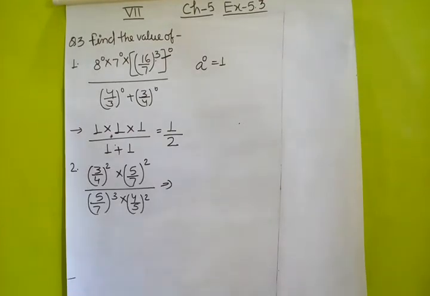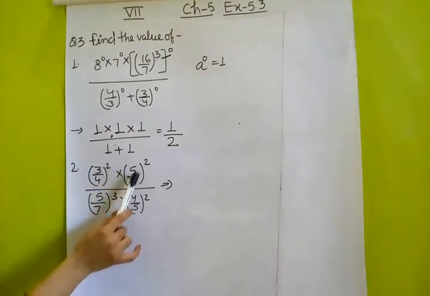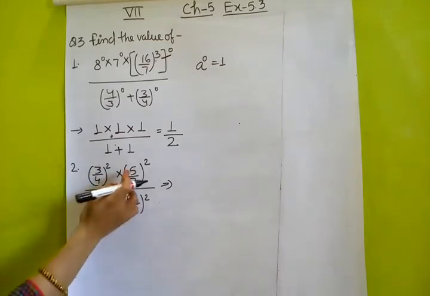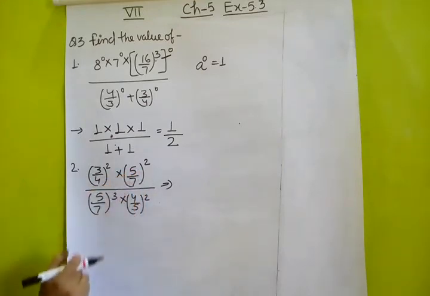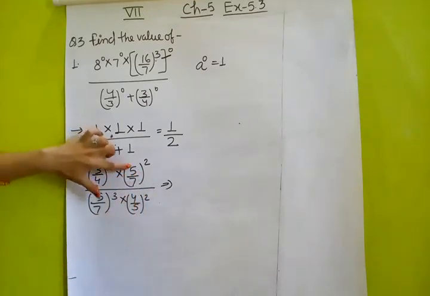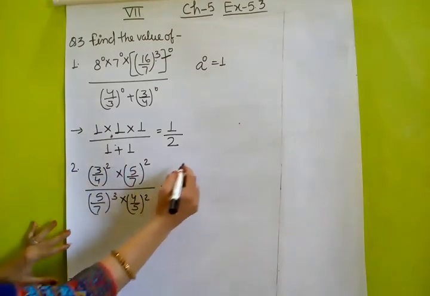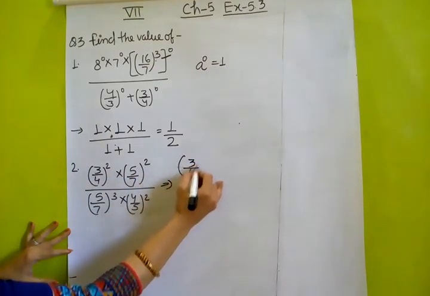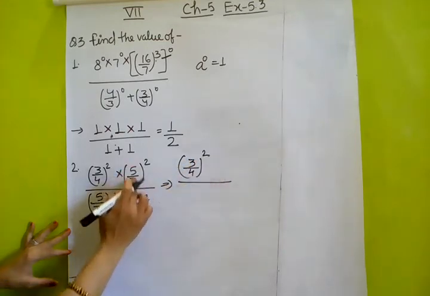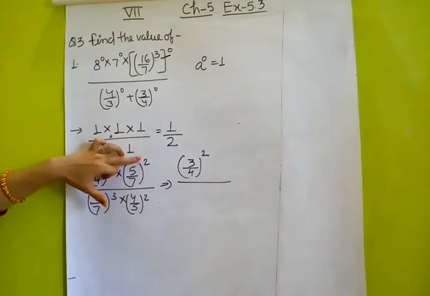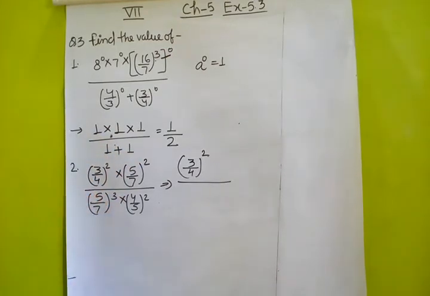Students, part second is a very important part. 3 upon 4 power 2 multiply 5 upon 7 power 2, divided by 5 upon 7 power 3, multiply 4 upon 5 power 2. You can see students here only 5 upon 7 they have repeated upside and downside: 5 upon 7 power 2 and 5 upon 7 power 3. So student, this 3 upon 4 power 2 will come as it is. This 5 upon 7 is coming 2 times: 5 upon 7 power 2 divide by 5 upon 7 power 3.